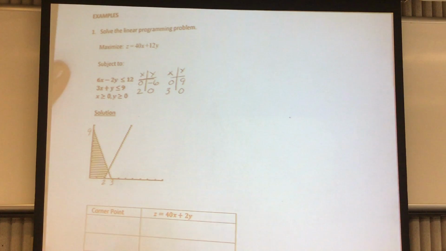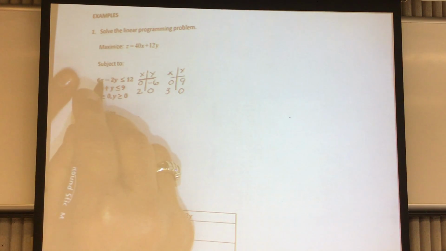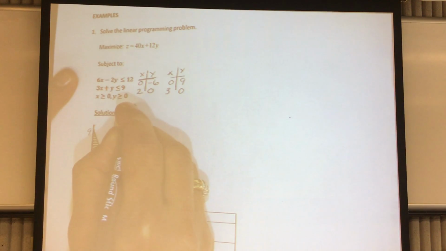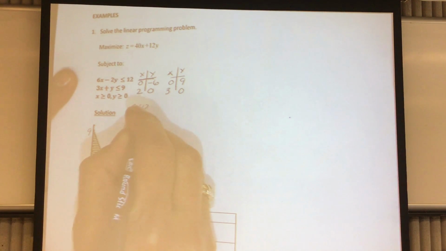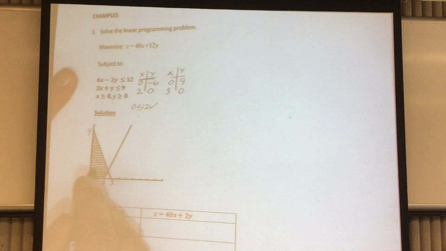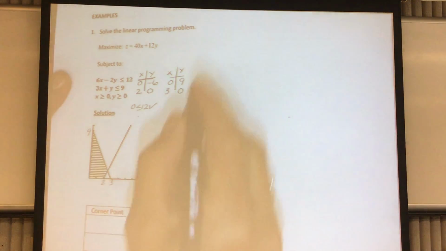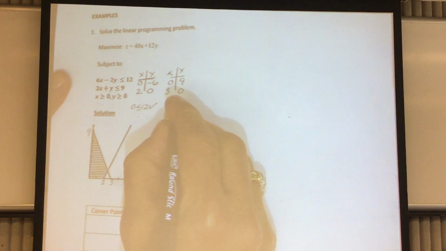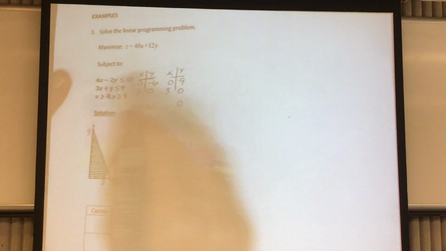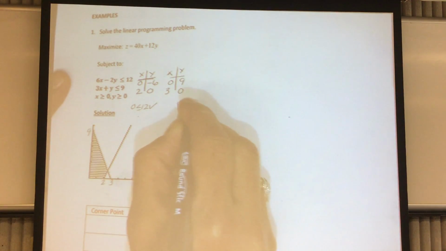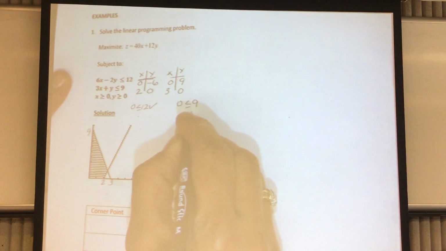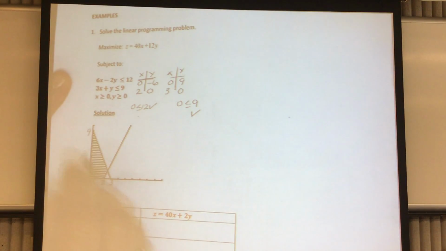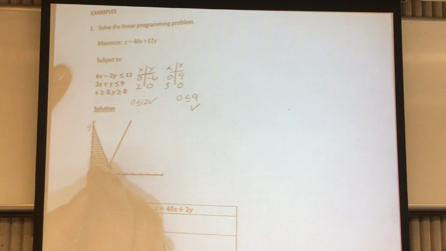Now to shade, let's plug in our test point, and we can plug in 0 and 0. So 0 is less than or equal to 12, which is true. So we shade towards the 0, 0. And then the other inequality, we plug in 0 for x and 0 for y. And we have 0 is less than or equal to 9, which is also true. So then we shade toward the 0, 0. So this is our feasible region, and it is bounded by these 4 corner points.